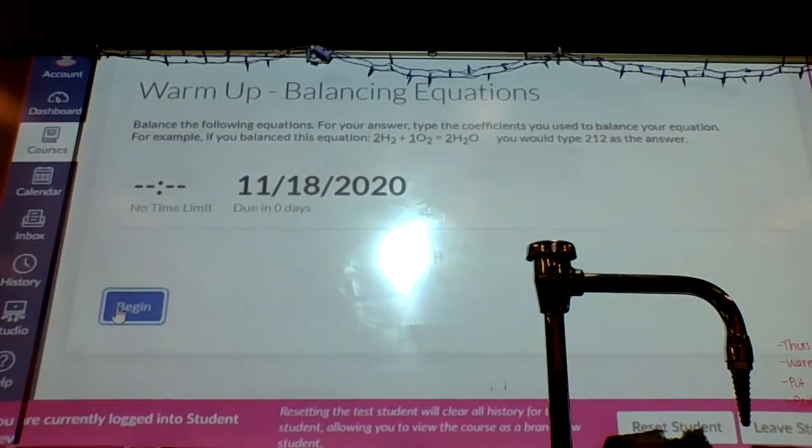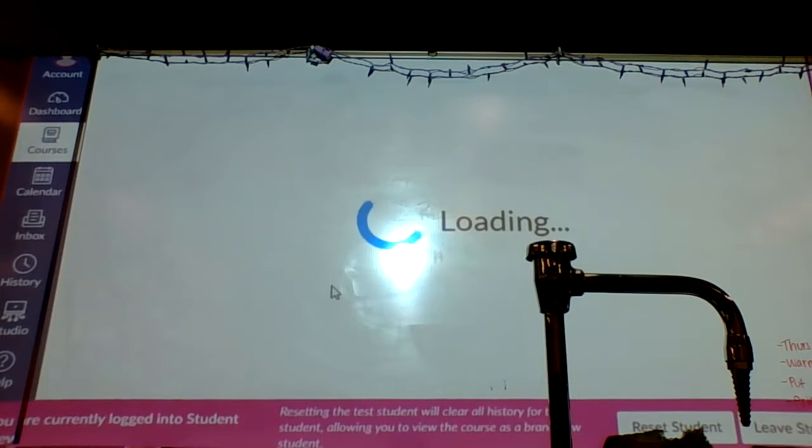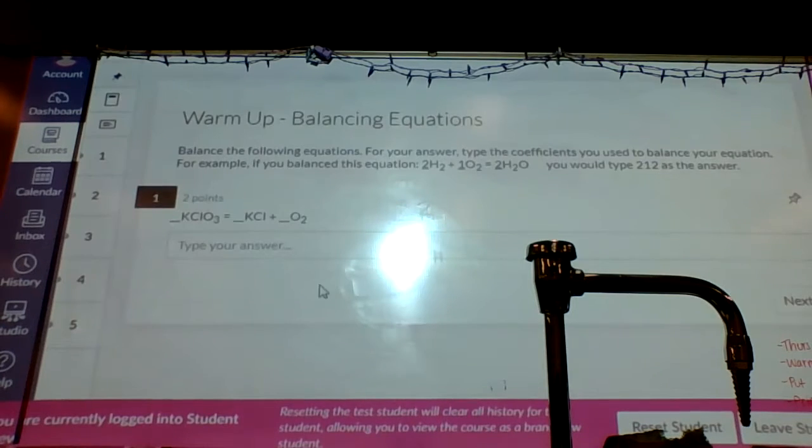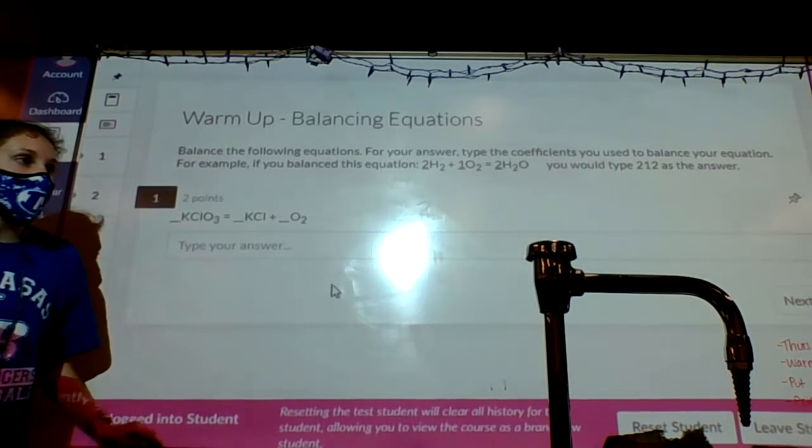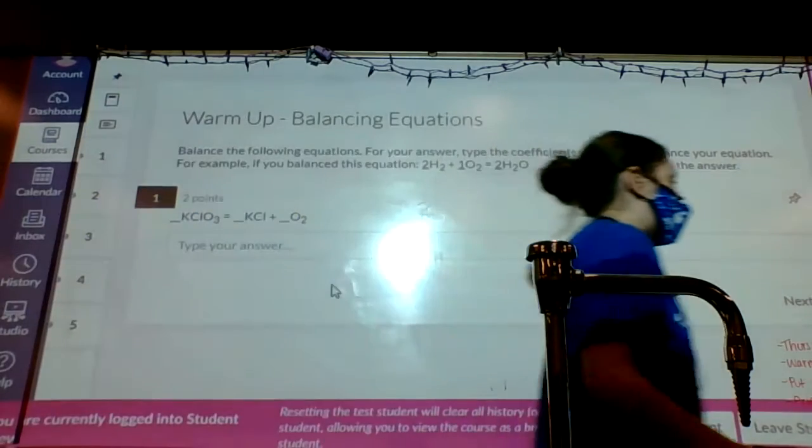Oh, that's cool. So we are balancing equations. These first three that I've done are kind of simpler, okay? In my opinion anyways. But let's go through these and see what we can do.